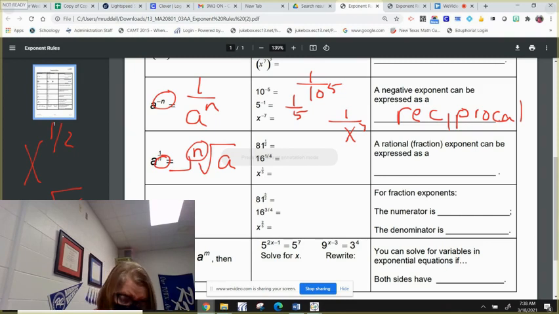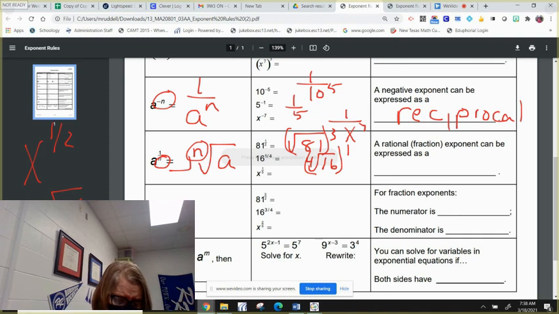So this one is 81 to the 3/2. The root number is 2, so that's the square root of 81 raised to the 3rd power. 16 to the 1/4 would be the fourth root of 16 raised to the first power. And x to the 1/5 would be, or 2/5, that's 2/5.